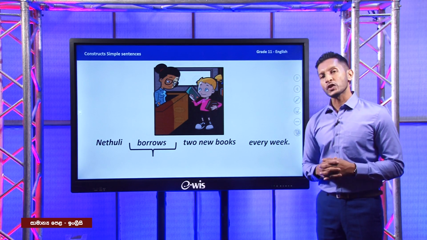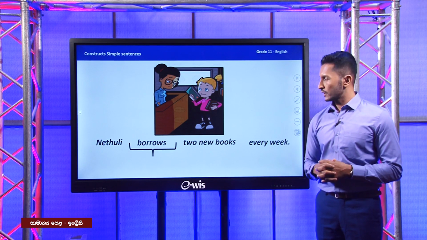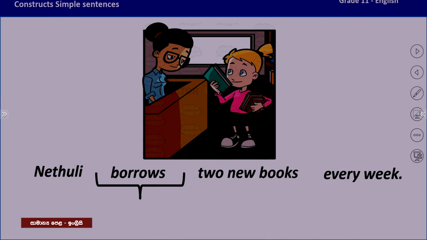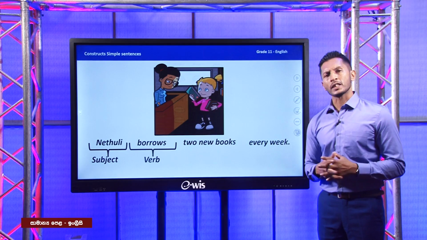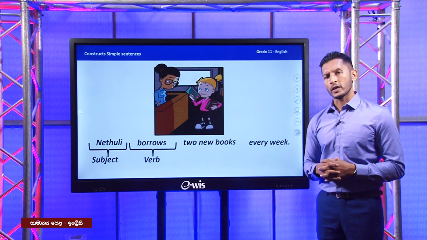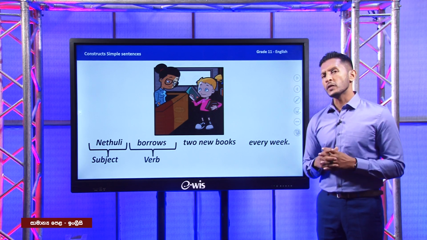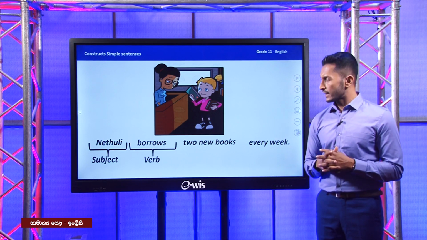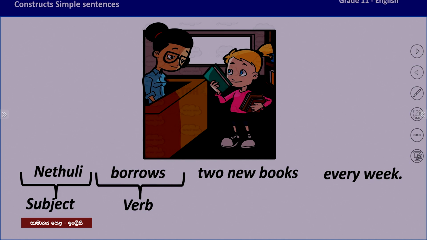So, who does the action here? Who borrows? Yes, it's Nethuli. Nethuli borrows. So, we call that part of the sentence the subject. Then I have a question. Nethuli borrows what? So, that is the question word that automatically comes into your mind when you read the first 2 words. Nethuli borrows 2 new books. This part of the sentence is called the object.